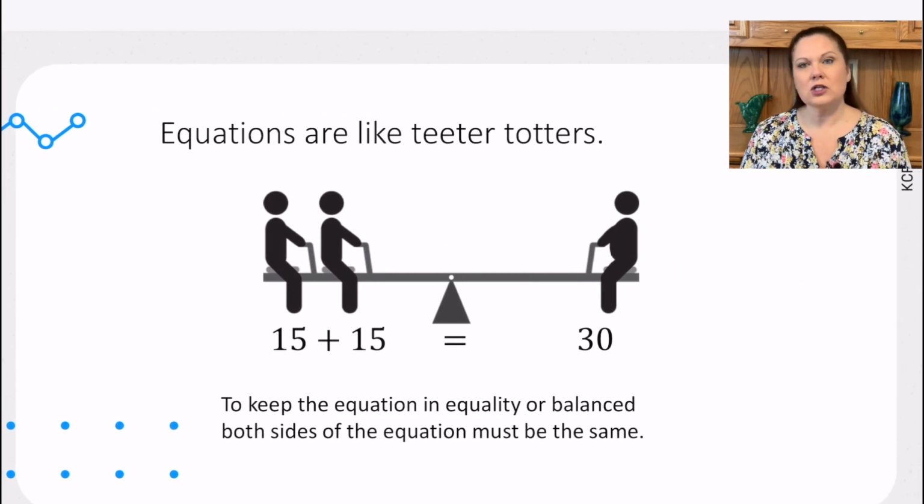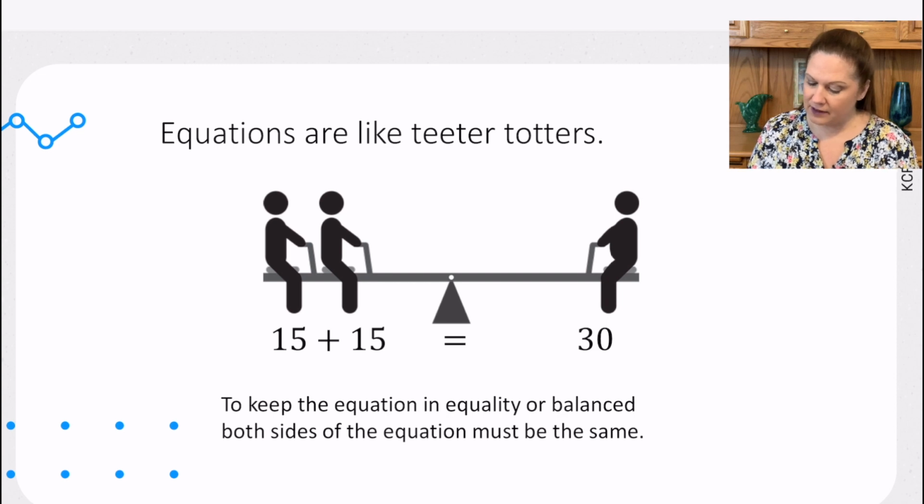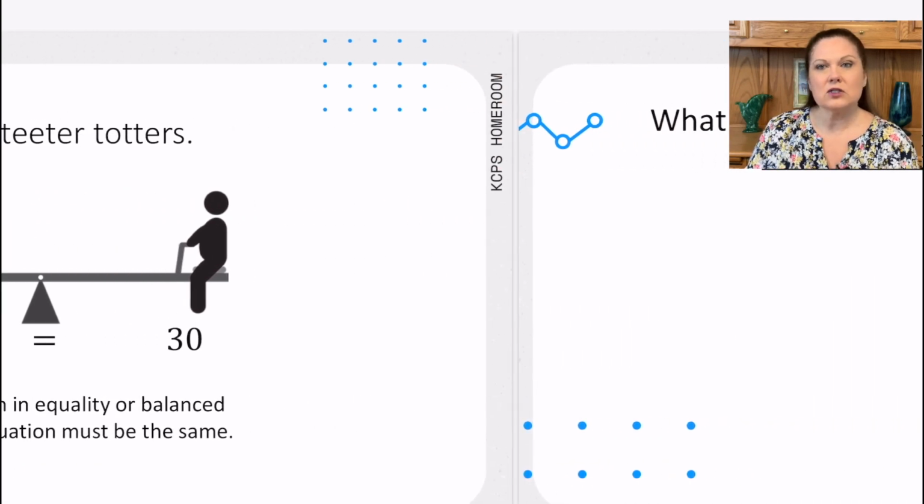Think of an equation like a teeter-totter. We've all been on teeter-totters in the playground. There's a happy medium where both sides are going to be equal. And that's where we want to keep our equations. If we remove a number from one side, our equation is going to be lopsided, and one side's going to be higher than the other, and it's going to be out of what we call equality. We need to make sure that all of our equations are in equality at all times. Remember to keep both sides of them balanced. We must do the same thing.